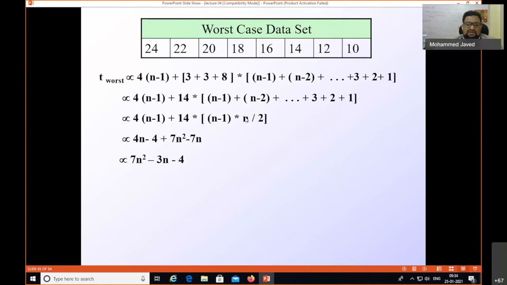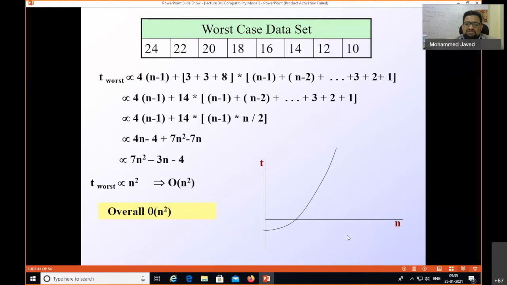And now you see the time complexity. In the same way you simplify this n minus 1. This is the formula, n into n minus 1 divided by 2, where you substitute n minus 1 instead of n. You will get that the worst case time complexity is proportional to 7n square minus 3n minus 4, which is the big O of n square, right? Overall, we saw that the best case and the worst case running time in terms of order notation is n square. So this is an example of a theta of n square algorithm.